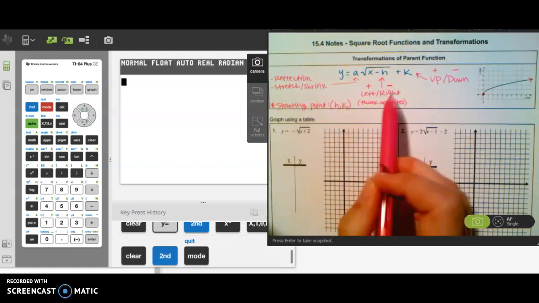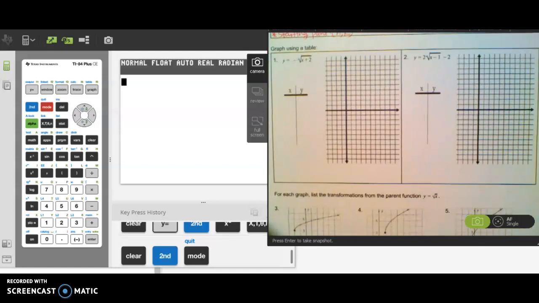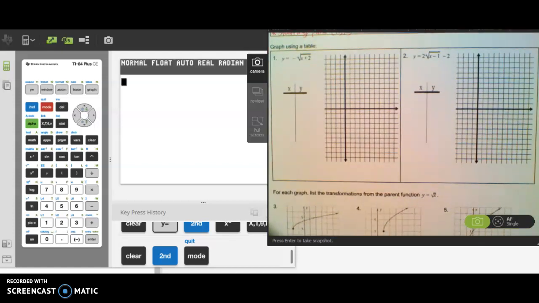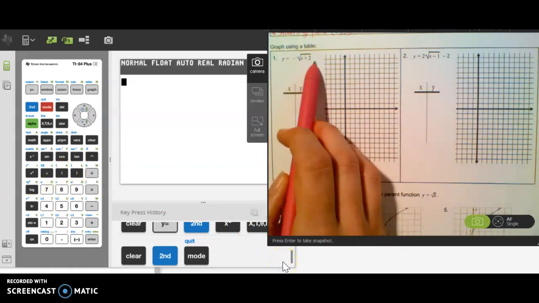So we are going to look at transformations in a bit. First we want to actually graph. So you will need a calculator on your phone or on your Chromebook. You could also use Desmos.com, and all we're going to do is type these in.